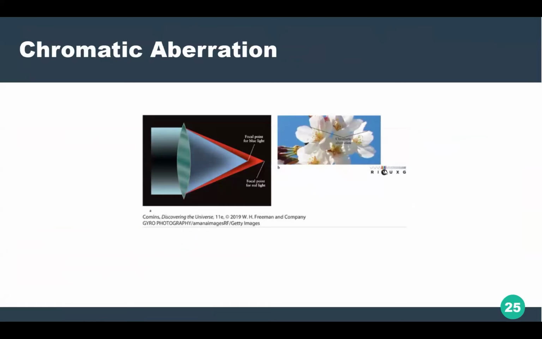There is also a chromatic aberration, which occurs because different wavelengths of light are going to go through a lens at different angles, therefore have different focal lengths, and this is going to cause somewhat stretched out colors when you look at the image that you want to see.